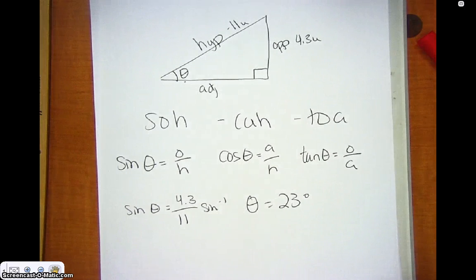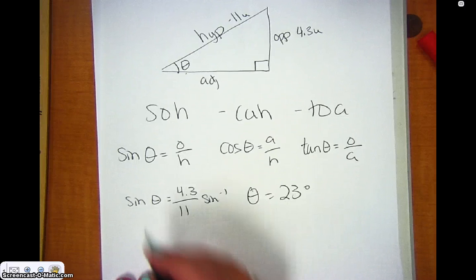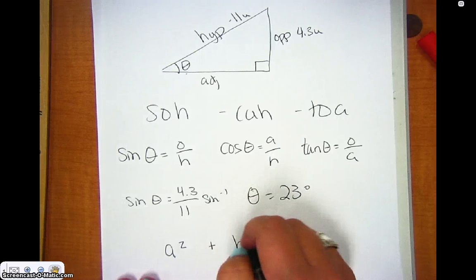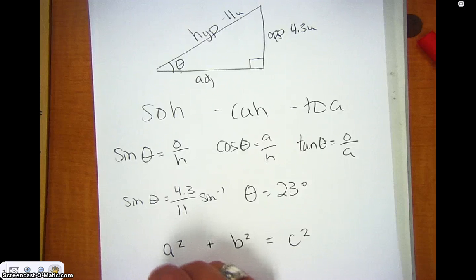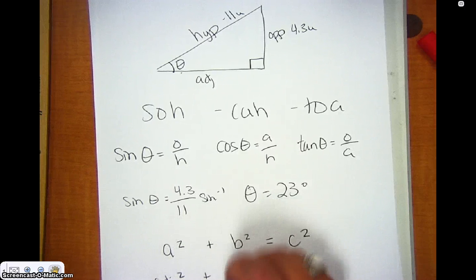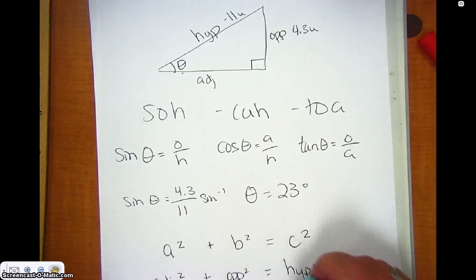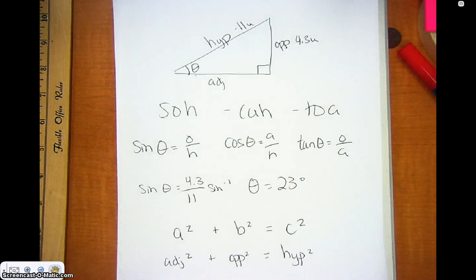Now the only other thing that we might need to be able to do is the Pythagorean Theorem. So recall that a squared plus b squared equals c squared, where a is one of the sides, so like the adjacent squared, b being the opposite squared, would be equal to the hypotenuse squared. Right? And that really, in a nutshell, is all of the trigonometry that you'll need for this physics class.